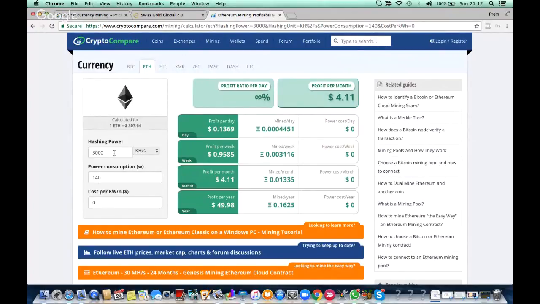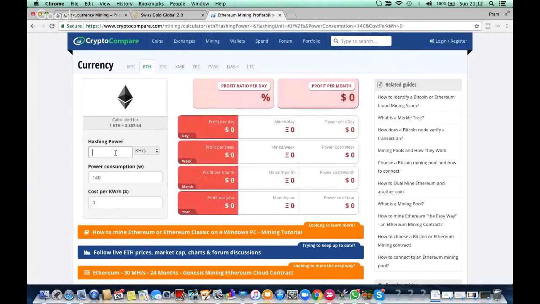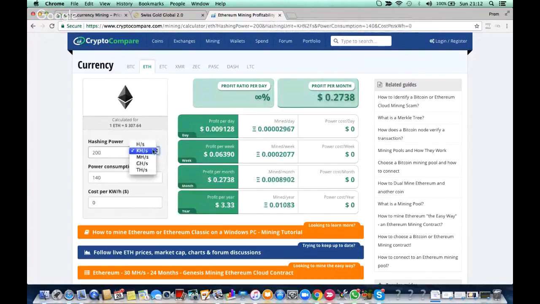So I was doing Ethereum mining earlier for 3,000 kilo hash per second. Let's do 200, and instead of kilo hash, let's change it to mega hash. 200 mega hash per second in Ethereum is giving a return of $3,331 per year. So I'm not quite sure what you were referring to, Mr. Reggie.